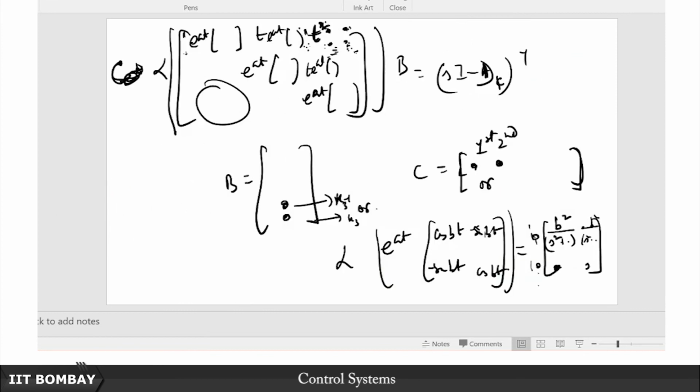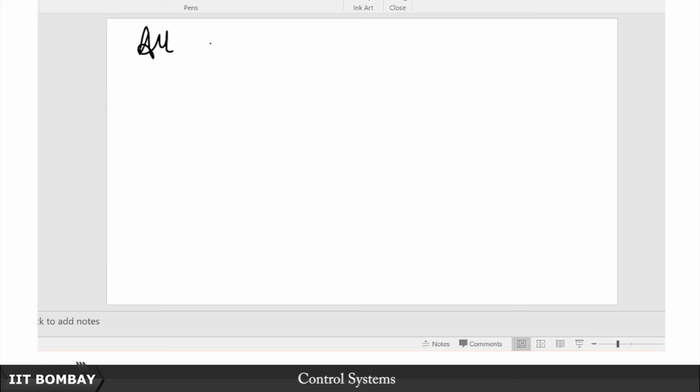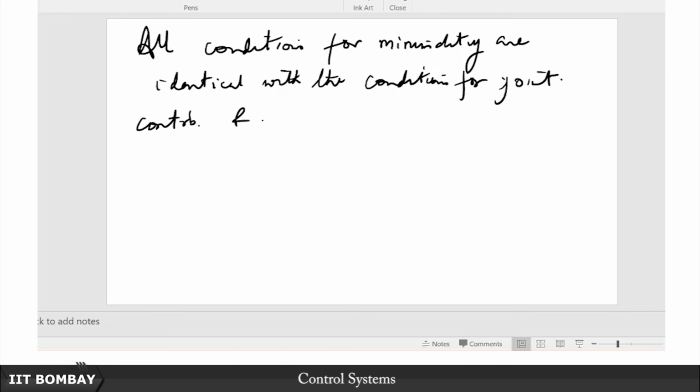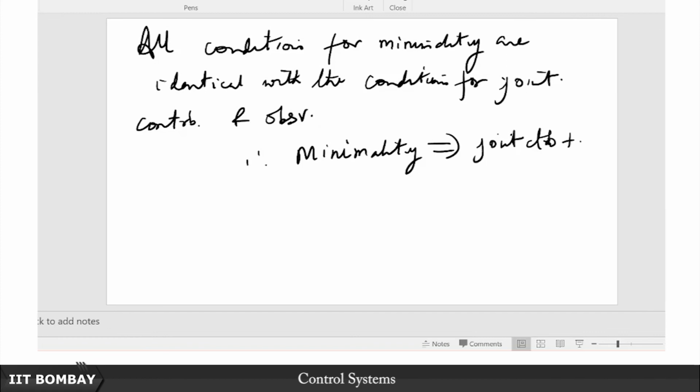So then what we have seen is that, let me summarize it here, all conditions for minimality are identical with the conditions for joint controllability and observability. Therefore, minimality will imply joint controllability and observability.